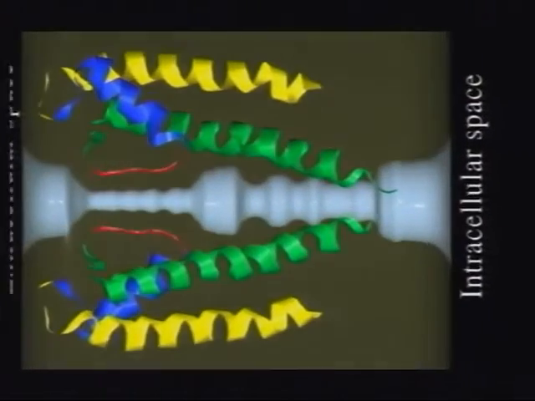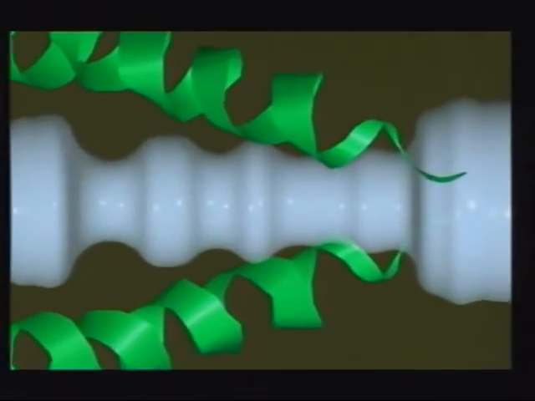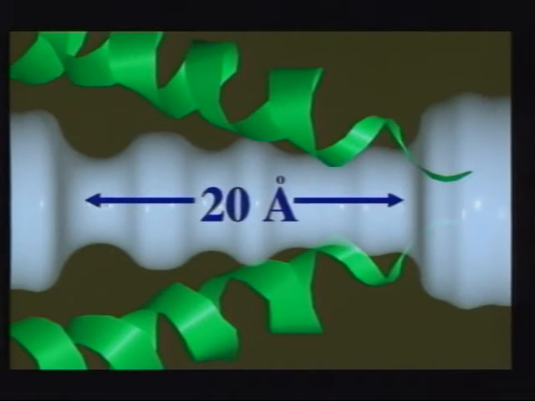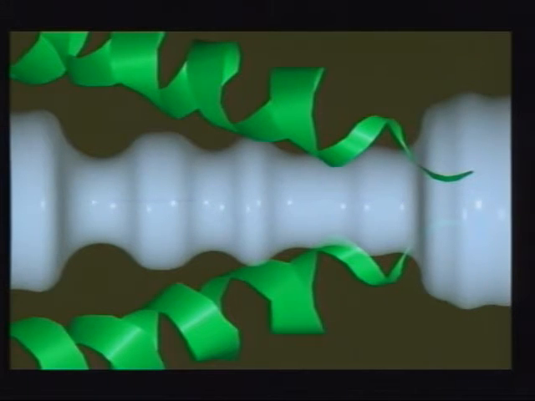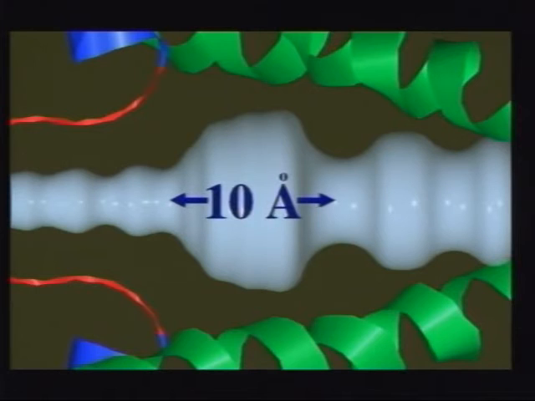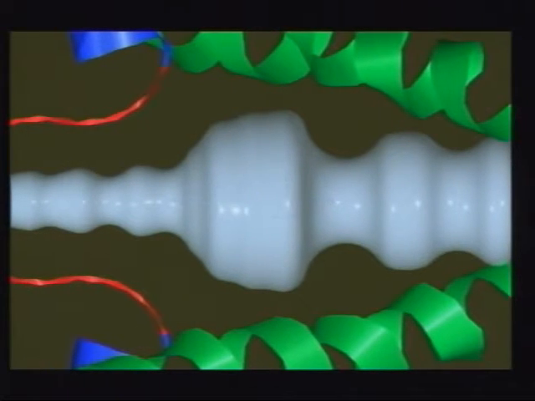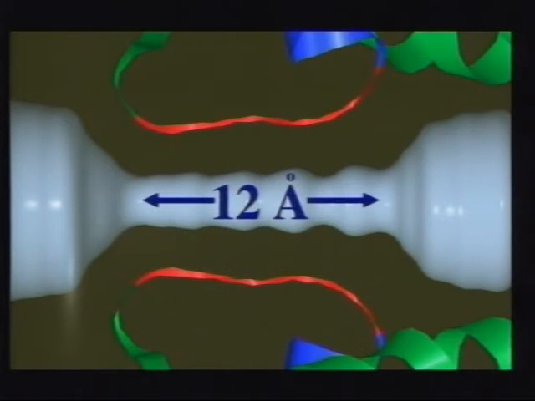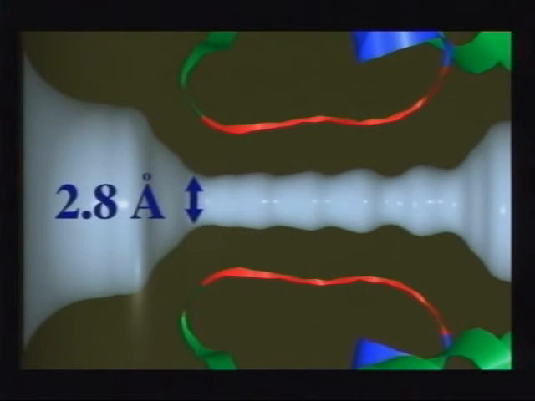The channel is composed of 3 segments. A long, narrow segment of length 20 angstrom, lined with hydrophobic amino acids extending towards the intracellular space. A wide water-filled chamber of length 10 angstrom, and a narrow selectivity filter, approximately 12 angstrom in length and 2.8 angstrom in diameter, extending towards the extracellular space.